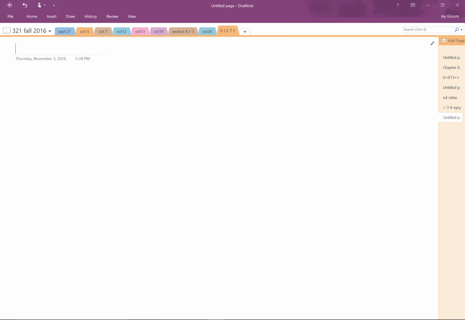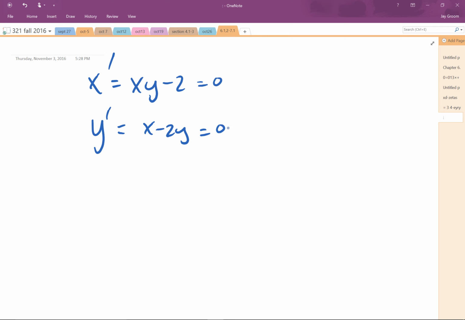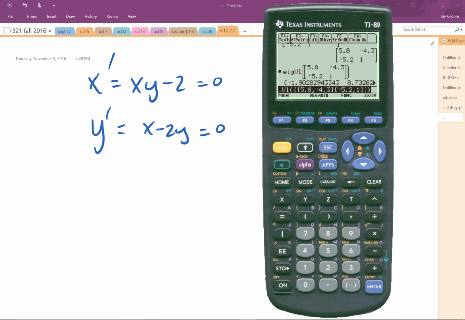It's xy minus 2 is your x prime, and your y prime is x minus 2y. Alright, so again, when I set them both equal to 0, that's the whole point. I want to find out where those happen. Alright, cool. Now, it's possible you can dink around and solve these. I don't dink with these. I just go right to calculator.